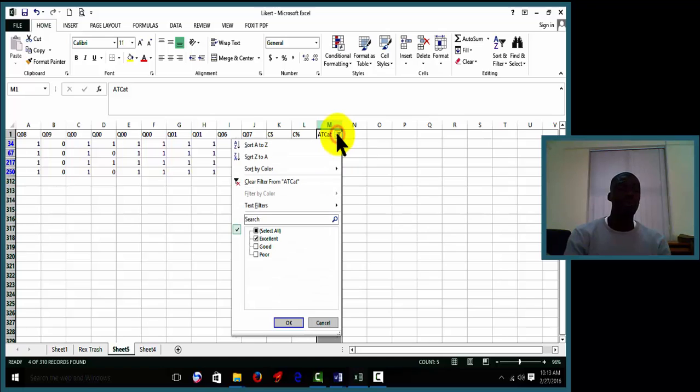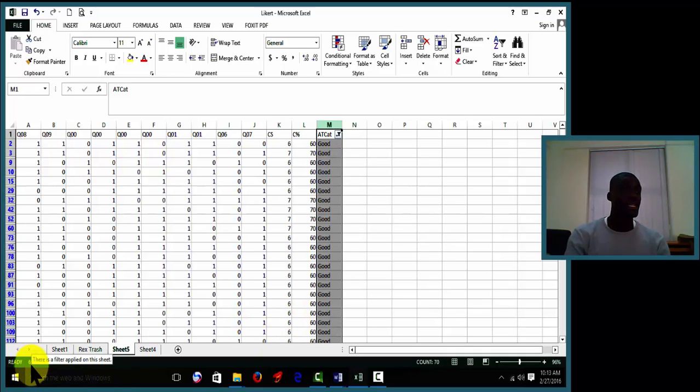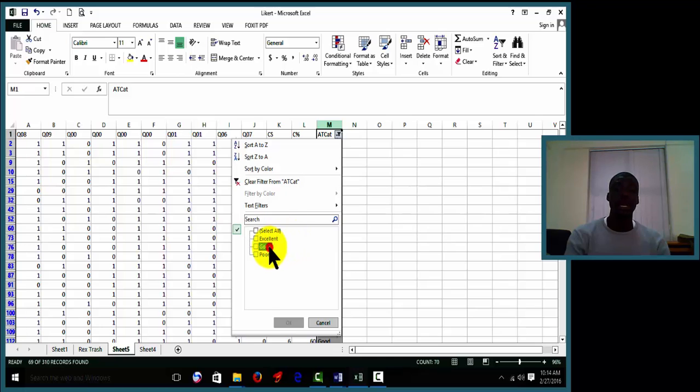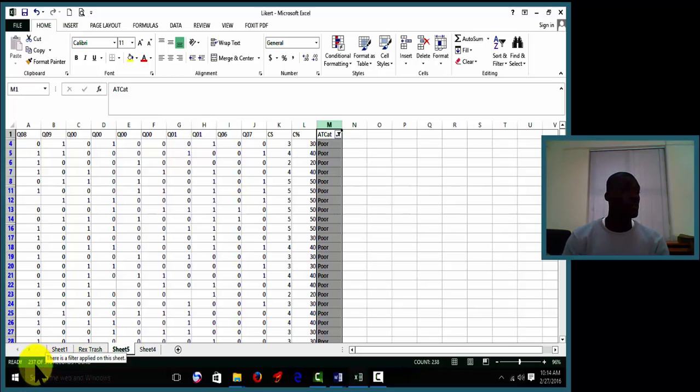So if you want to look at the number of people that actually presented with good attitude towards epilepsy, we have what? 69. As you can see down here, that is 69 out of the 310. And then if you want those that have poor attitude, the rest, they were in the majority, and they are what? 237.